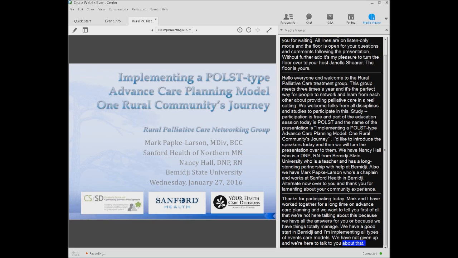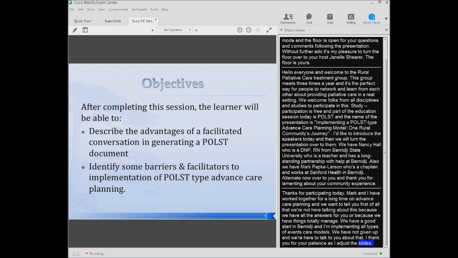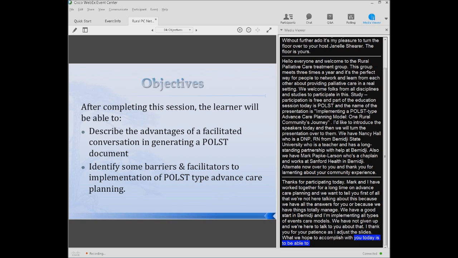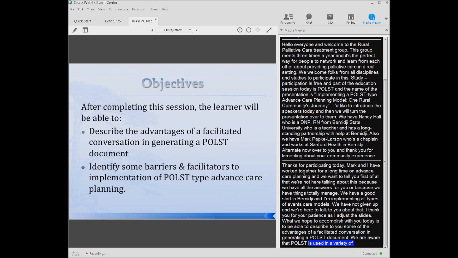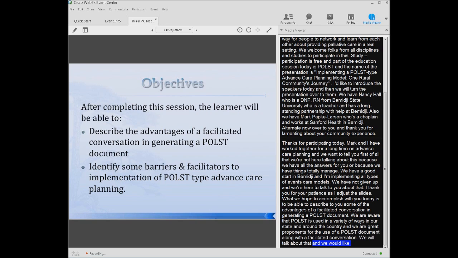Thank you for your patience as I get the slides advancing. There we go. What we're hoping to accomplish with you today is to describe some of the advantages of a facilitated conversation in generating a POLST document. We're aware that POLST is used in a variety of ways around our state and around the country, and we are great proponents for the use of a POLST document along with a facilitated conversation. And we'll be talking about that. We'd also like to identify some barriers and facilitators to the implementation of POLST-type advanced care planning, issues that we've run into as we have attempted to implement this process here in Bemidji.